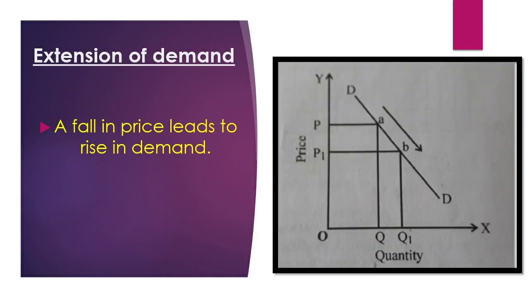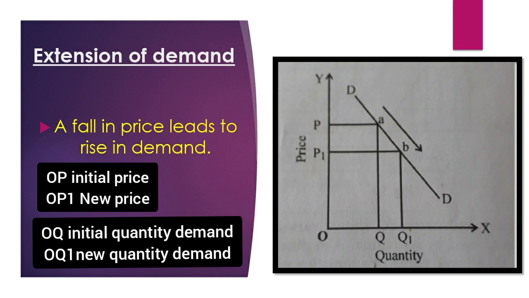Let us see them. The first we have here is the extension in demand. Extension in demand takes place when a fall in price leads to rise in demand. This basically means when the price of a commodity falls, its demand is going to increase. Here we can see in the diagram the initial price is OP and the initial quantity demanded is OQ. As the price decreases from OP to OP1, the quantity demanded increases from OQ to OQ1. This is referred to as extension in demand, where a fall in price leads to rise in the quantity demanded.